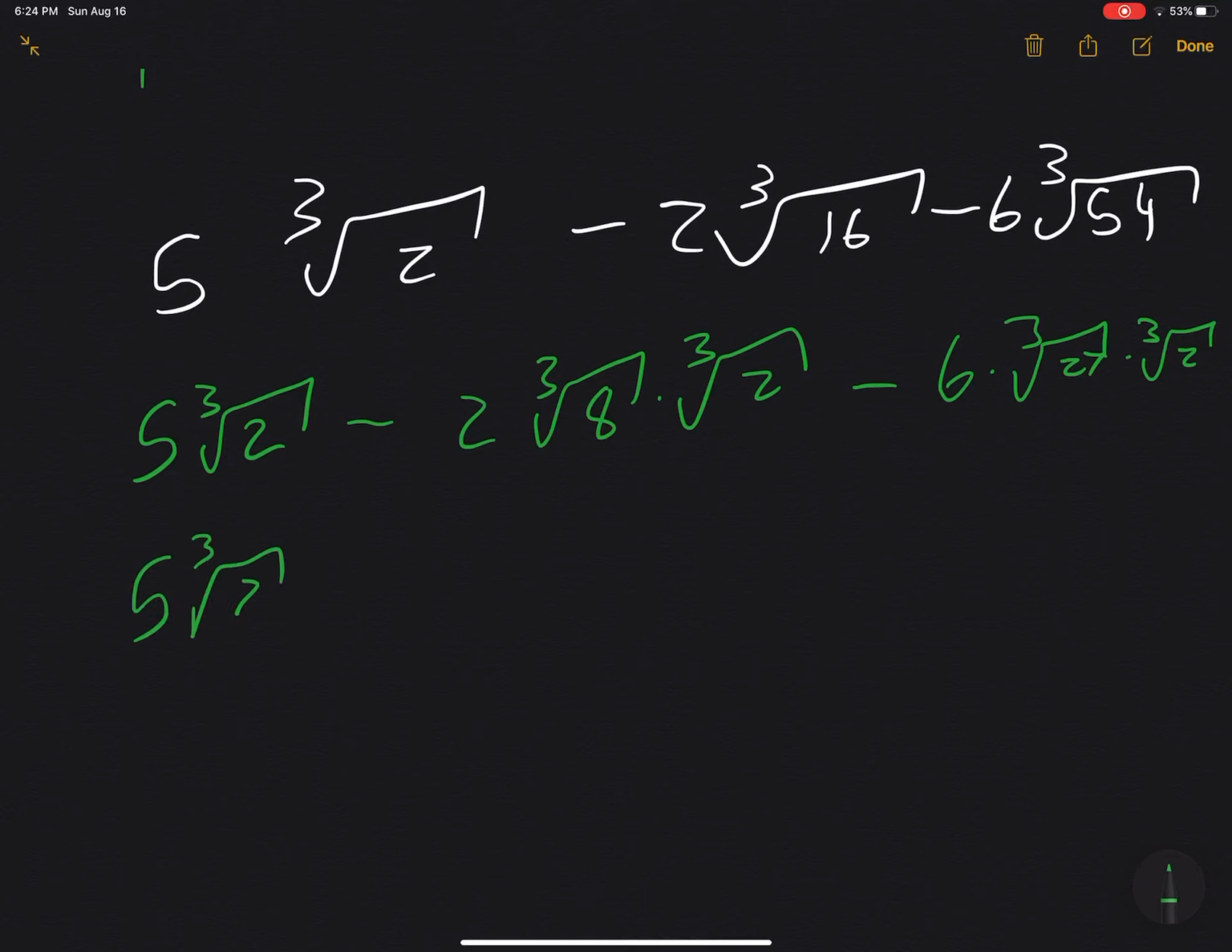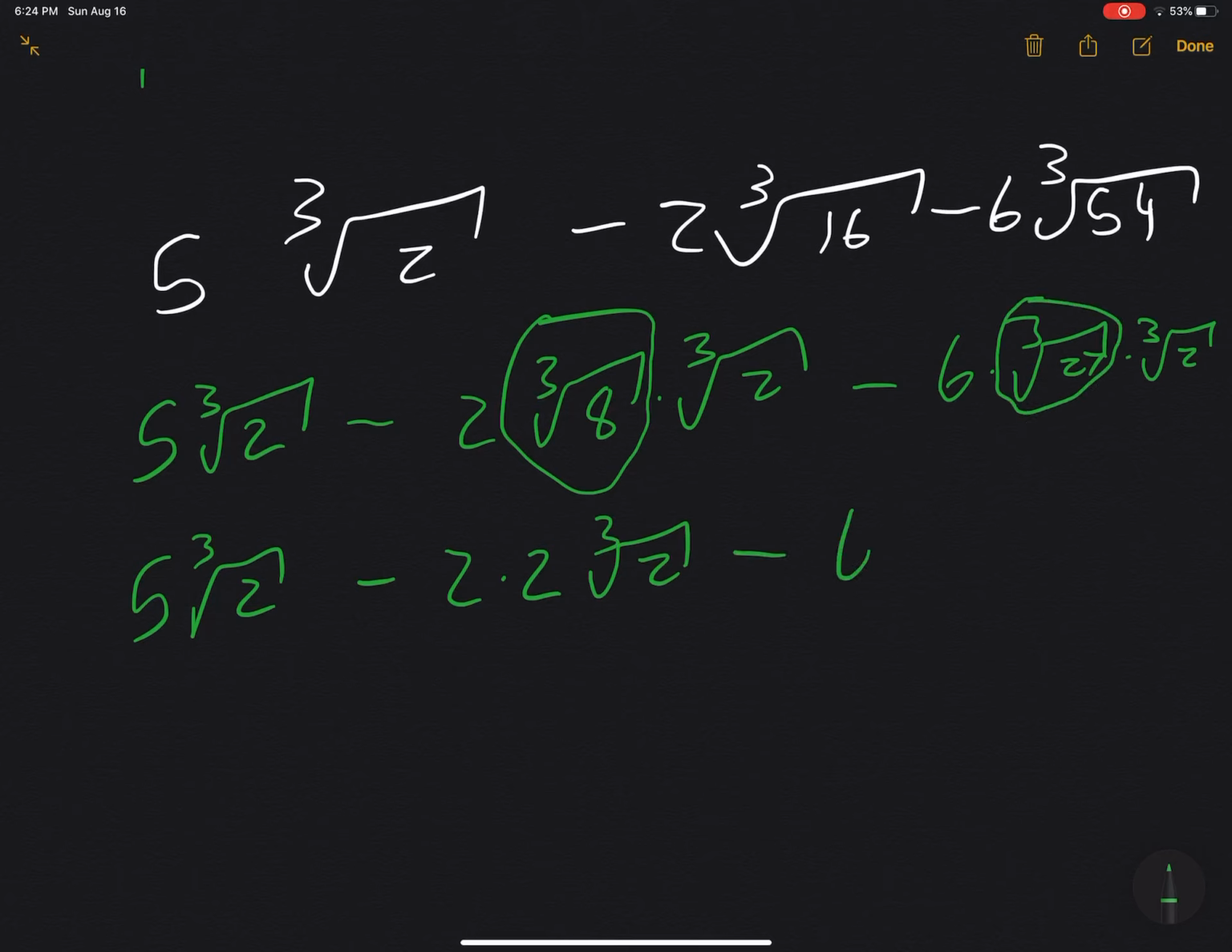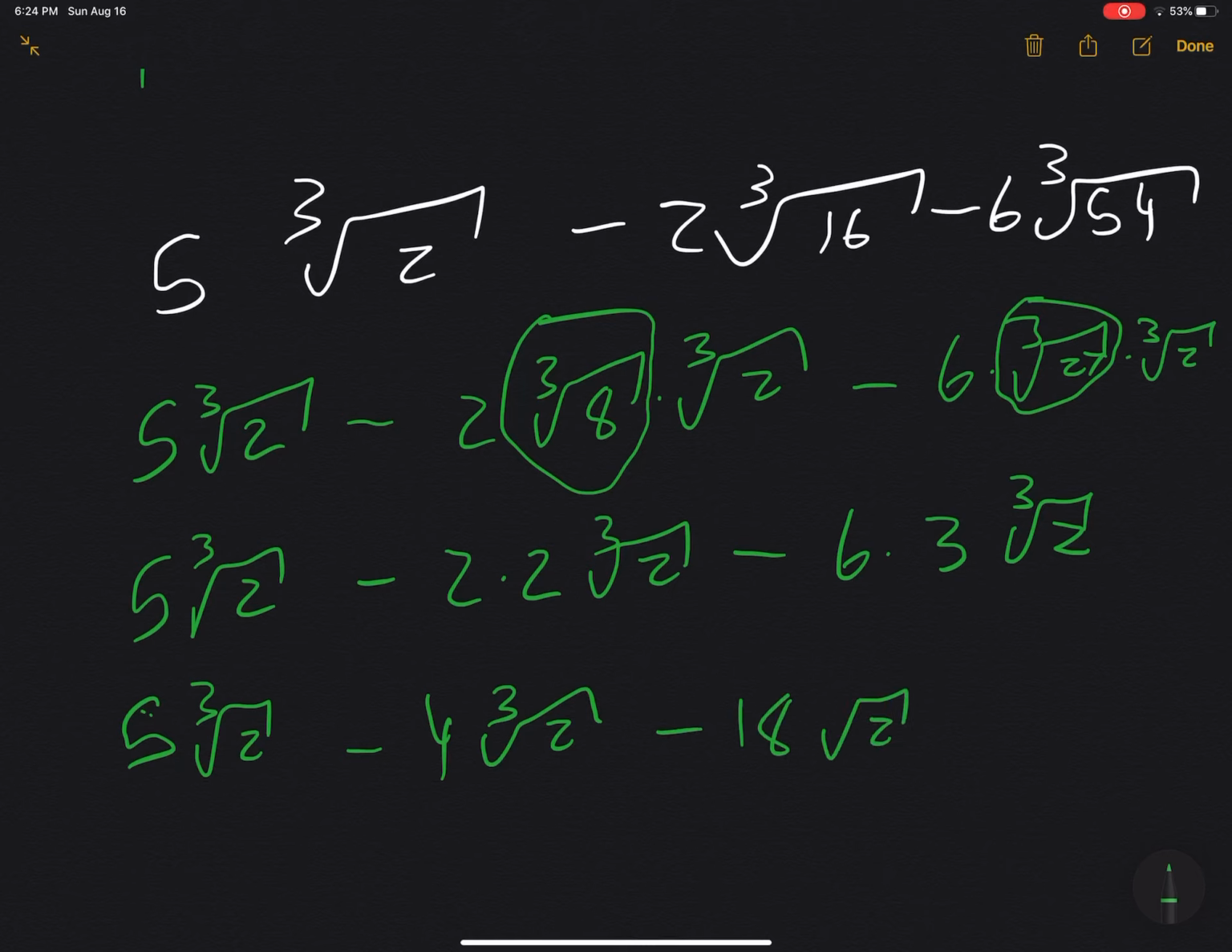5 cube root 2 is still the same thing, but cube root of 8 is equal to 2. 2 times 2, cube root 2 minus cube root of 27 is 3. 6 times 3, cube root of 2. And we get 5 minus 4 minus 18. 5 minus 4 is 1, minus 18 is negative 17 cube root of 2. So all you do is simplify as far as you can, and then you can combine terms if they have like terms.